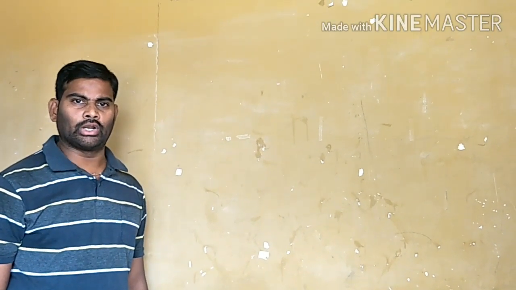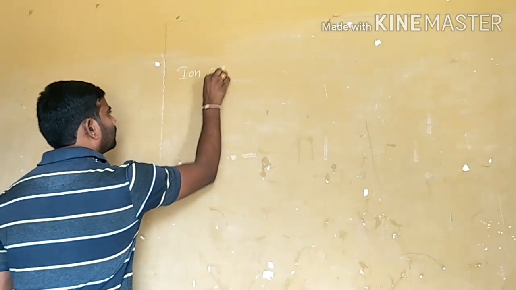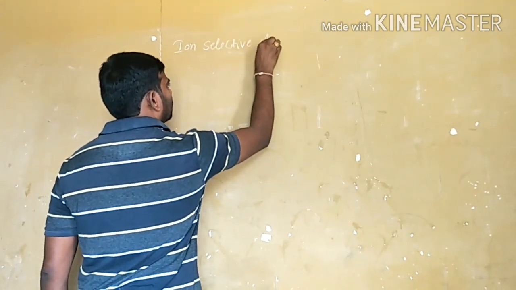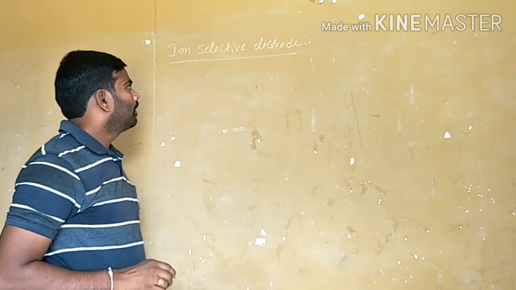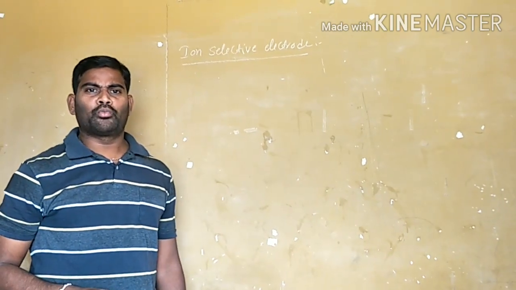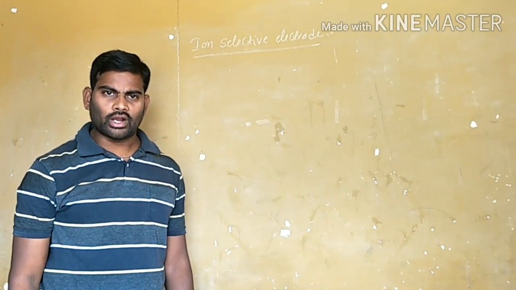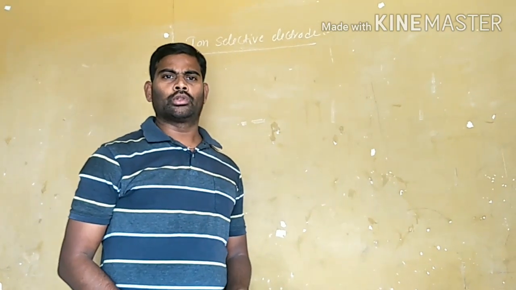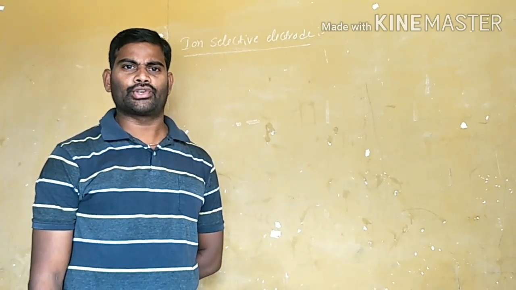Hi everybody. Now I'm going to discuss the ion selective electrode. This ion selective electrode possesses the ability to respond only to certain specific ions and thereby develop a potential with respect to those particular ions only, ignoring the total ions in a mixture.